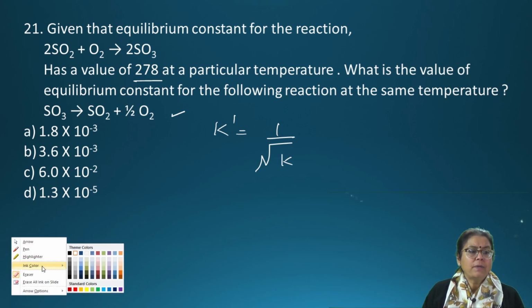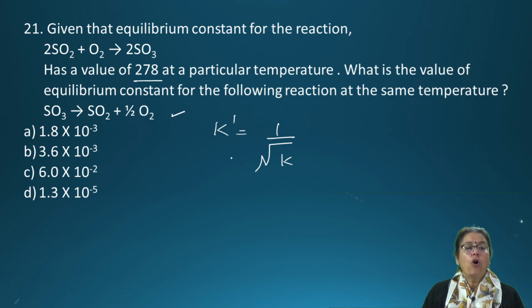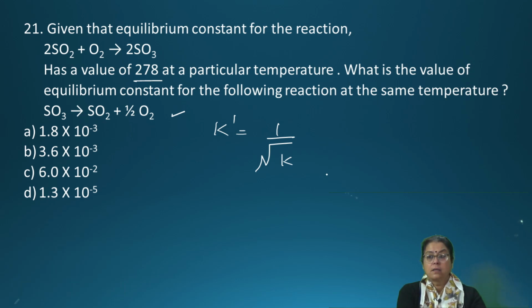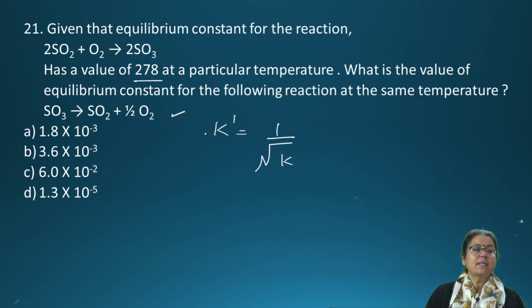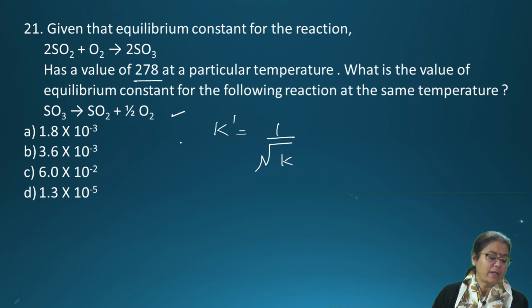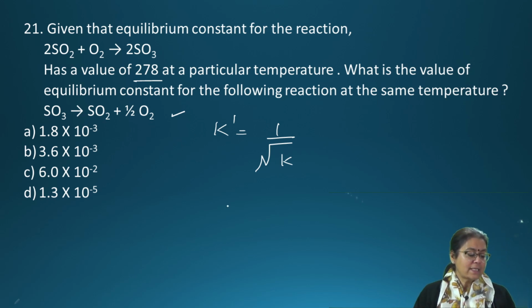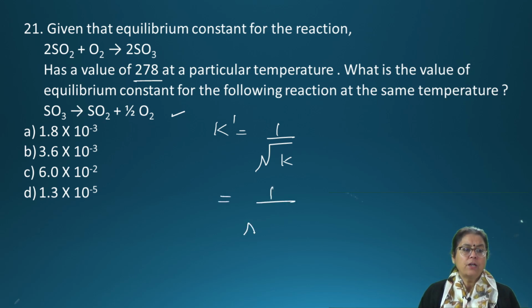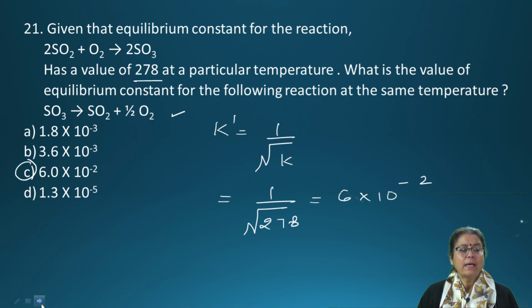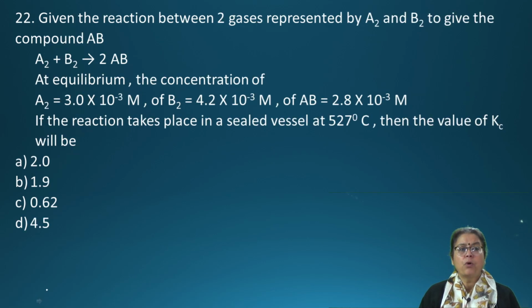क्योंकि एक तो हम reaction को कर रहे हैं reverse और दूसरा हम क्या कर रहे हैं, reverse तो कर ही रहे हैं reaction को, साथ साथ हम उसको divided by 2 भी कर रहे हैं. ठीक है? So let's see what are we getting over here. 1 upon under root of 278. So your answer that comes to 6 into 10 raised to power minus 2. Correct option over here is going to be C. ये वाले जो characteristics equilibrium constant के ये भी important है.